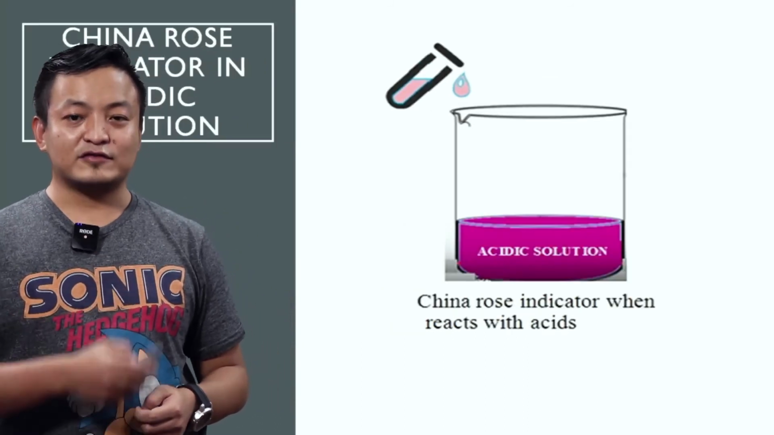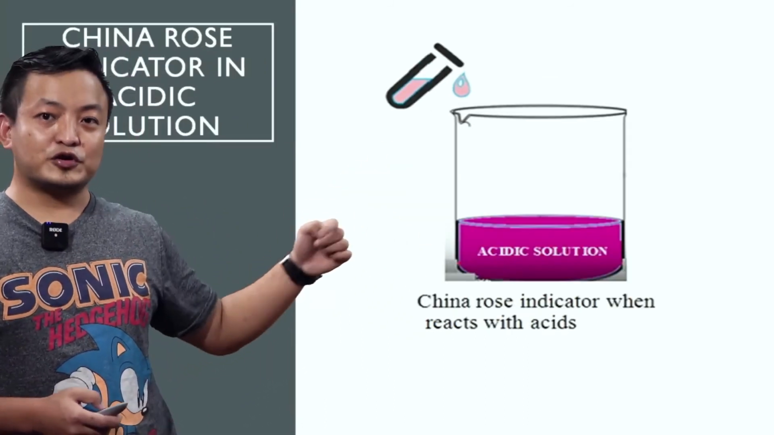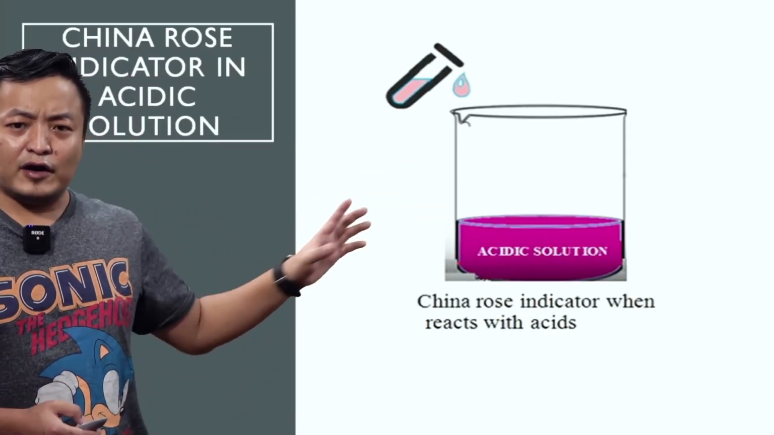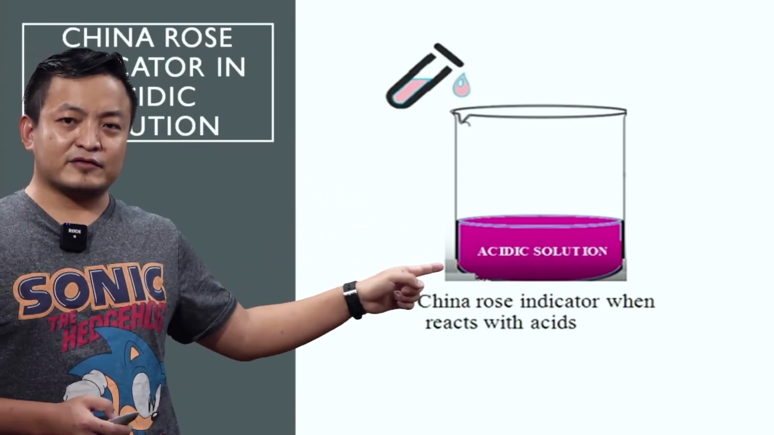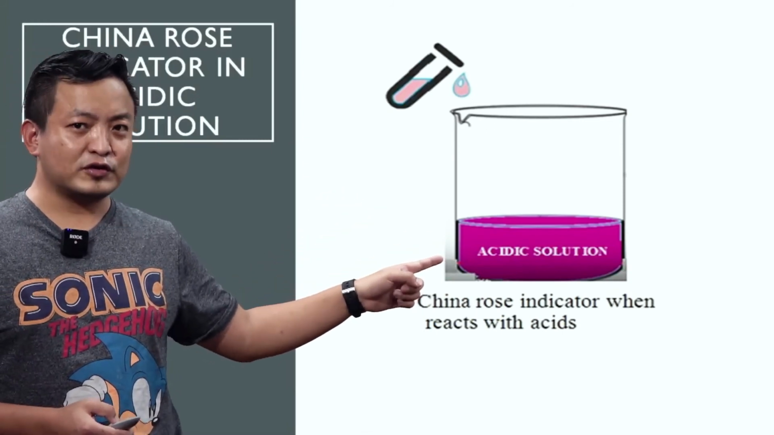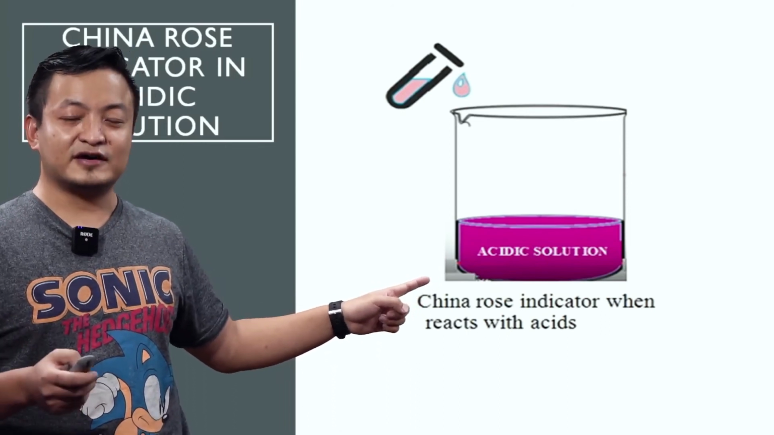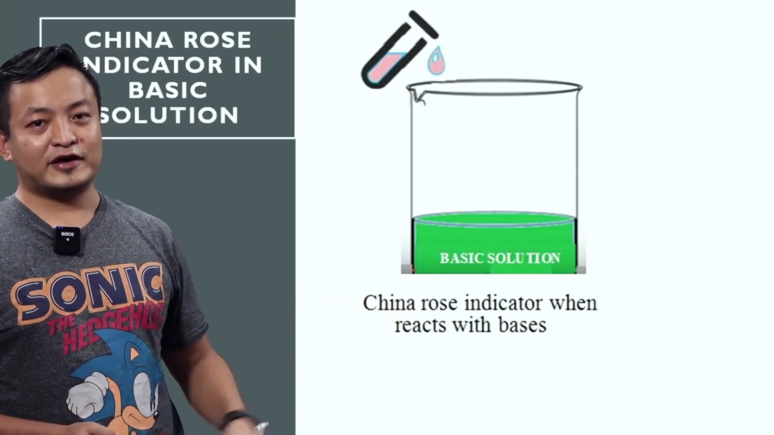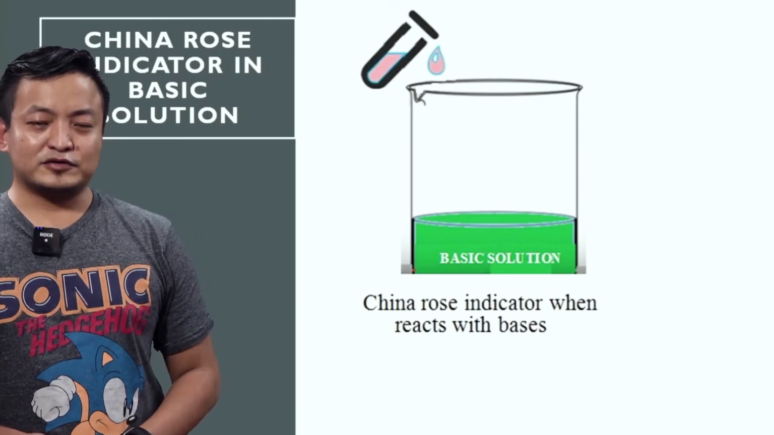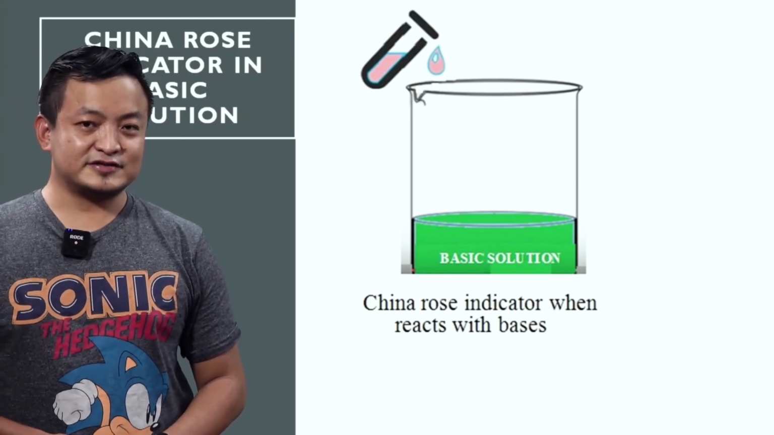What about the acidic solution? You can observe the color. Now this is a dark pink, right? This color, what do we call it? Magenta. Okay, we call it magenta. So here we have discussed all the natural indicators.